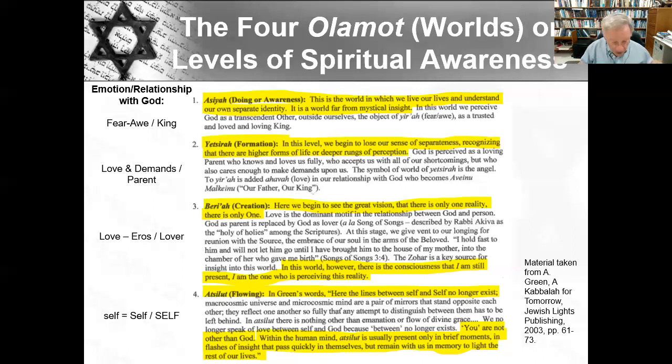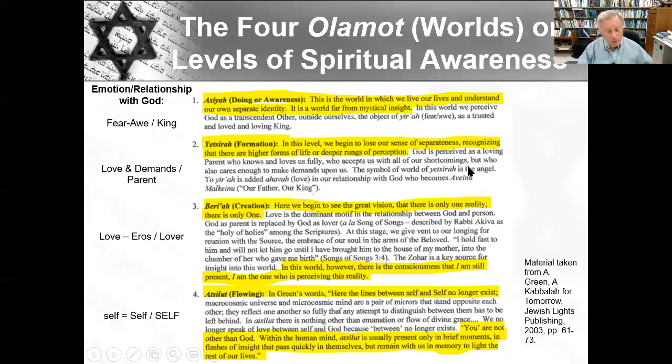Next level, Yetzirah, formation. In this level, we begin to lose our level of separateness, recognizing that there are higher forms of life or deeper rungs of perception. God is perceived as a loving parent who knows and loves us fully, who accepts us with all of our shortcomings, but who also cares enough to make demands upon us. The symbol of the world of Yetzirah is the angel. To yirah, fear, awe, is added ahava, love, in our relationship with God, who becomes, in the words of the Yom Kippur liturgy, High Holiday liturgy, and by the way, this is in traditional liturgy as well, Avinu Malkeinu.